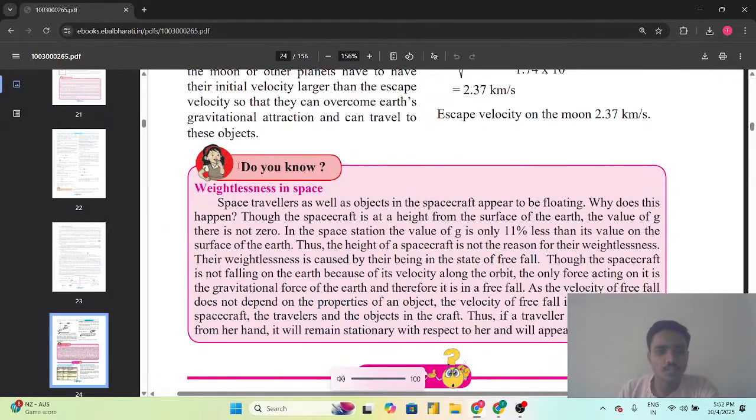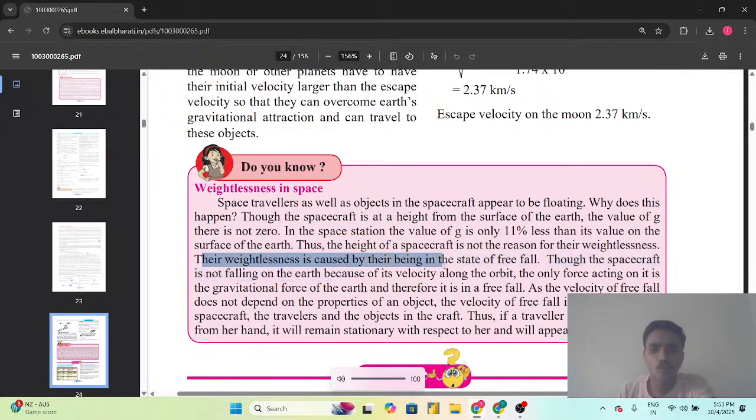Next, do you know about weightlessness in space? Space travelers as well as the objects in the spacecraft appear to be floating. Why does this happen? Though the spacecraft is at a height from the surface of the Earth, the value of g there is not zero. In the space station, the value of g is only 11% less than its value on the surface of the Earth. Thus, the height of the spacecraft is not the reason for their weightlessness.